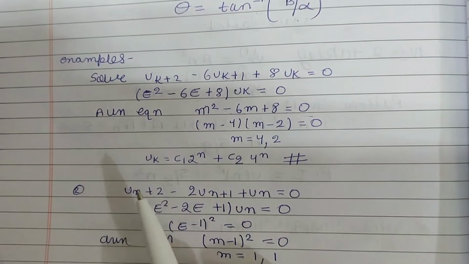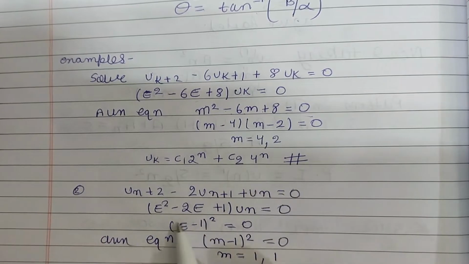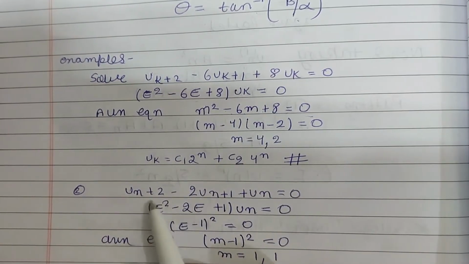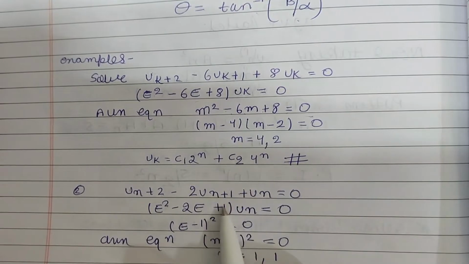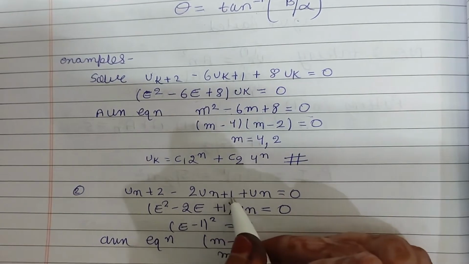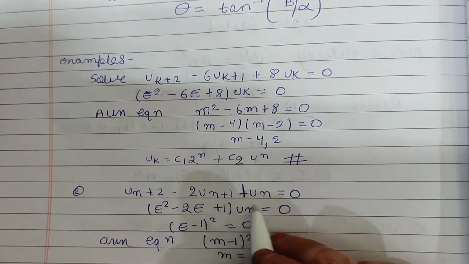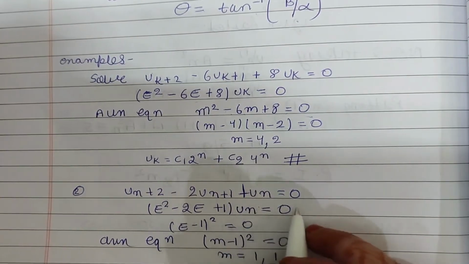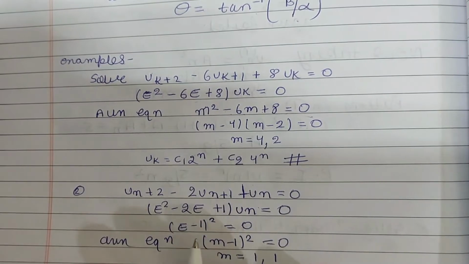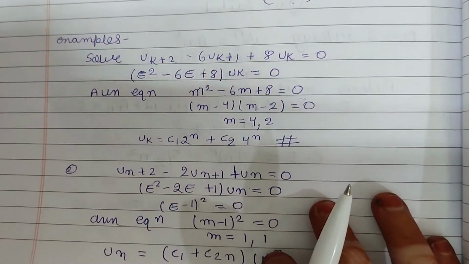Next example, u(n+2) minus 2u(n+1) plus u(n) equals 0. So do the same thing, right? In place of this, E square minus 2E plus 1, and this is u(n+1) and this is plus sign and un. Yeah, so here it is 1 as you know, and un is common, equals 0. This is nothing but (E minus 1) whole square equals 0. So forming the auxiliary equation, (m minus 1) whole square equals 0, m equals 1 and 1. This is the repeated root case.